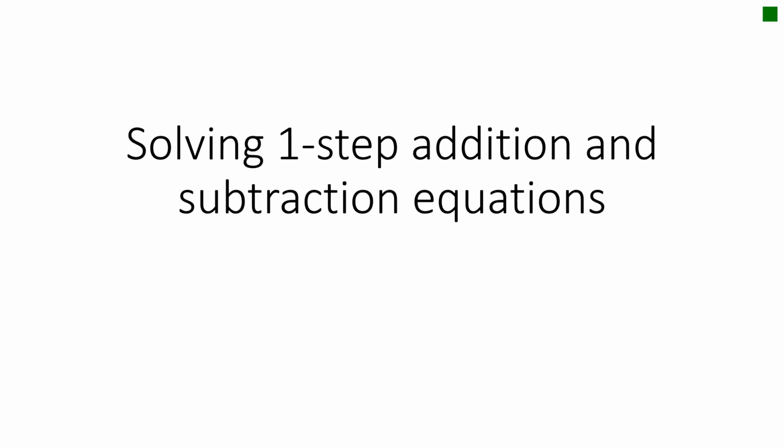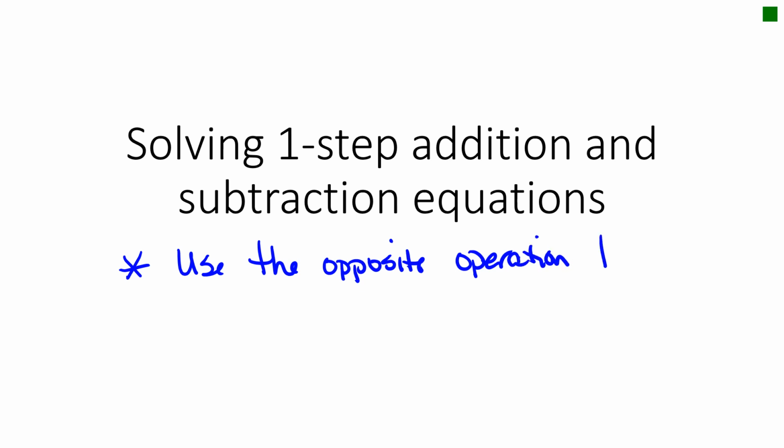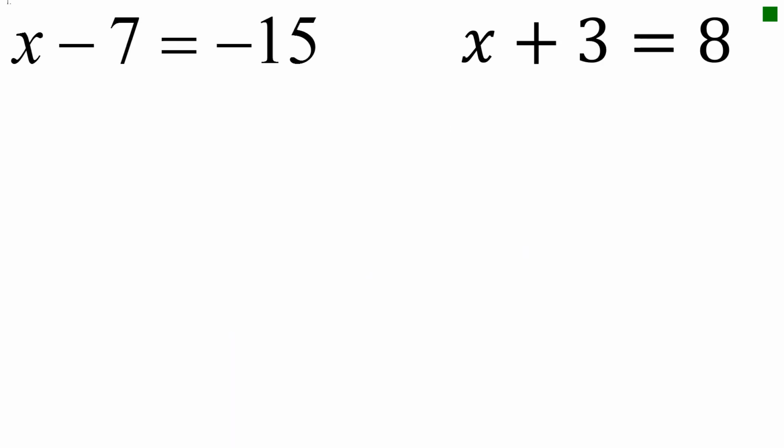So today we're going to solve one-step addition and subtraction equations. There's a big key to that, and the whole thing is you are going to use the opposite operation to undo the addition or subtraction. Okay? So it sounds really fancy schmancy. All it means is if it says plus, you're going to subtract. If it says subtract, you're going to add. So let's look at a couple of examples.